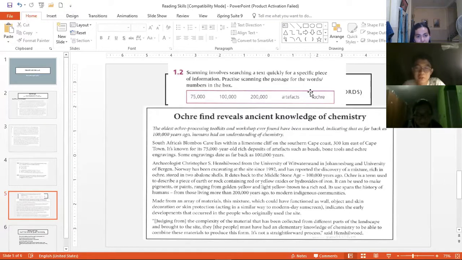But ochre is also in the second paragraph and the third one. So sometimes if you read a text and there's a word that you don't know, they will explain it in the text, like here. They said ochre, you might not know what ochre is. So ochre is a term used to describe a piece of earth rock containing red or yellow oxide. So they explained the word ochre already. So that's how you scan.